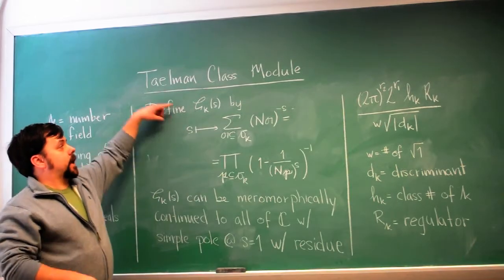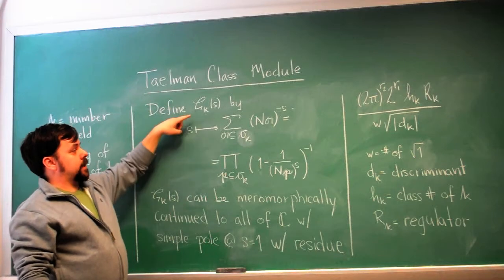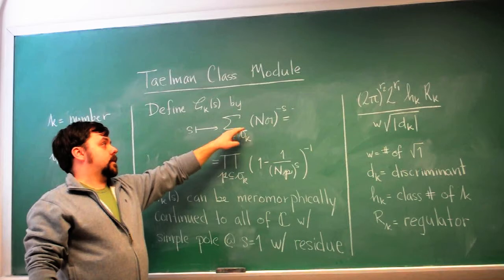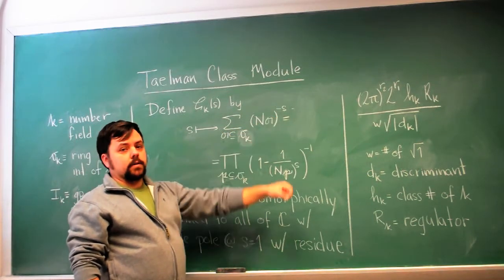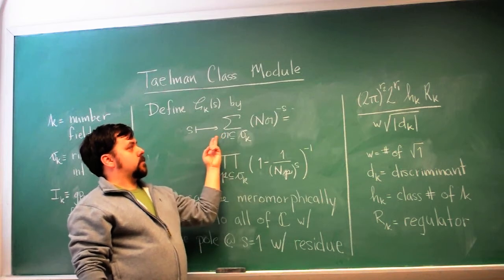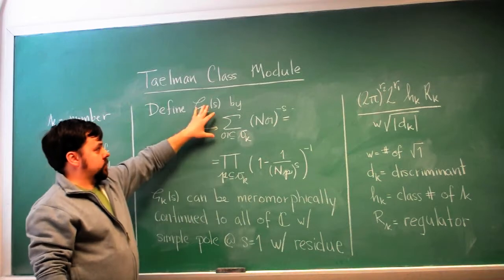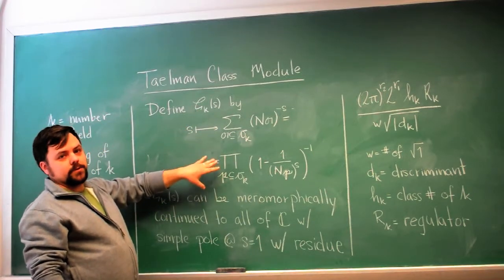So for a number field k, we're going to define the Dedekind zeta function, zeta_k(s), by s maps to the sum over all ideals A of O_k of the norm of A to the negative s power. So this obviously converges for complex s with real part greater than 1. And we could also derive an Euler product for real part of s greater than 1.